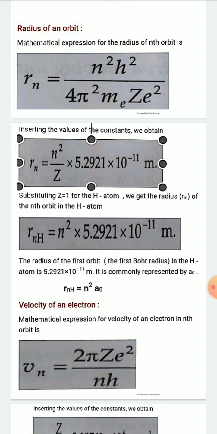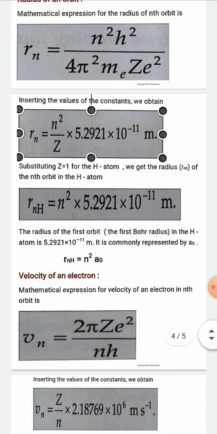And the radius of the first orbit, which is also called the first Bohr orbit or first Bohr radius, in the hydrogen atom is 5.2921 into 10 to the minus 11. For the first orbit, put the value n is equal to 1 for hydrogen atom.